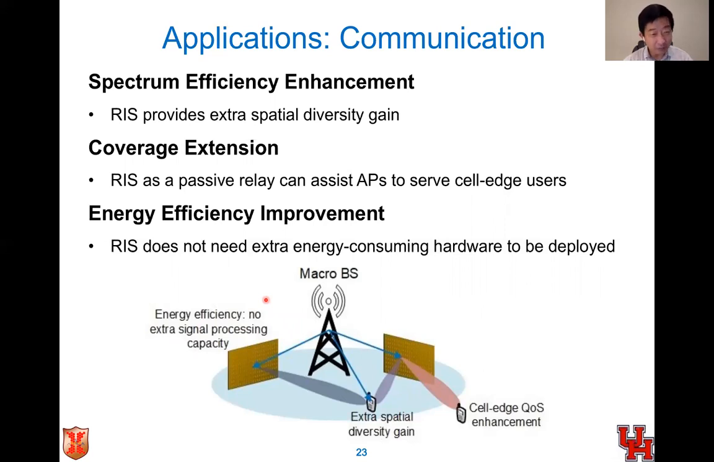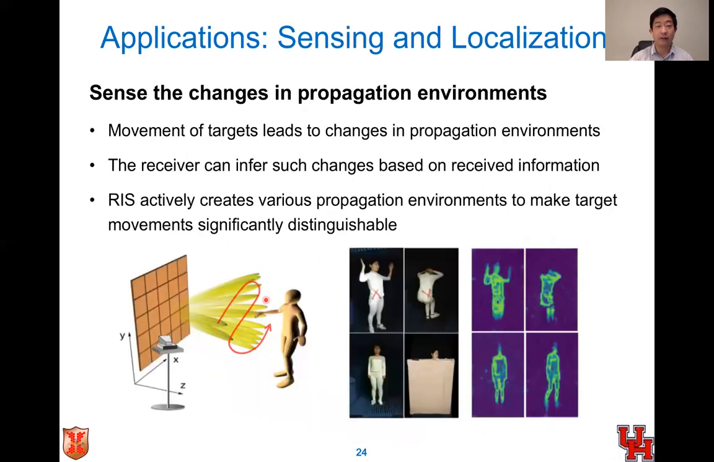And energy efficiency improvement, and obviously because you have this reflection, your signal to noise ratio is enhanced. So in this case, your signal to noise ratio increased. And also you can use it for sensing and localization. Basically, the angle of movement will make these signals change, and the receiver can infer such changes based on the received signal. And the RIS can point to the user, follow you.